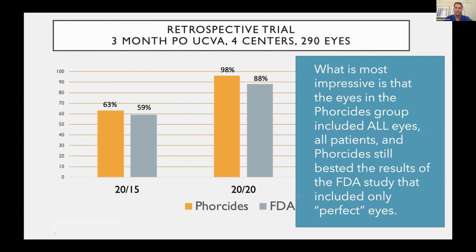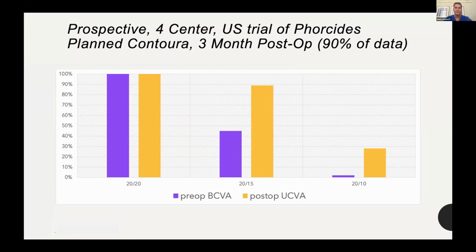Why is this significant? For the FDA study, no fewer than 3 corneal experts looked at the topography for every cornea before it was entered into the study. And they only chose patients who had almost perfect corneas with very few topographic irregularities. Whereas in this study, it was all comers, a normal clinic where every patient walking in has some very messy corneas, and still 4C's outperformed the FDA study.